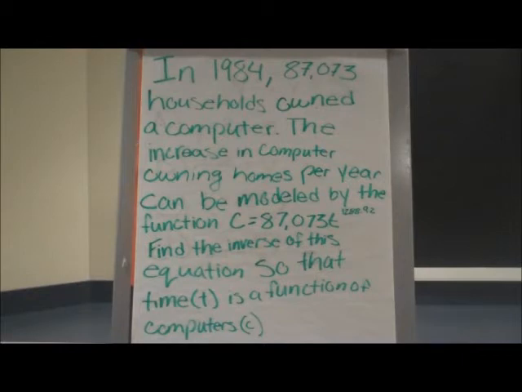In 1984, 87,073 households owned a computer. The increase in computer-owning homes per year can be modeled by the function C equals 87,073t to the power of 1,288.92. Find the inverse of this equation so that time, t, is a function of computers, c.